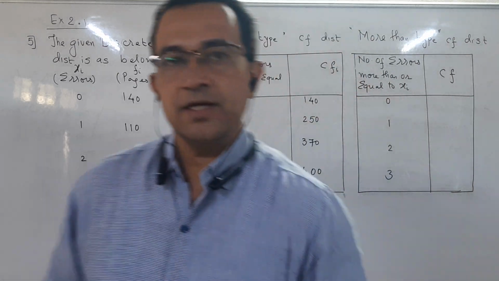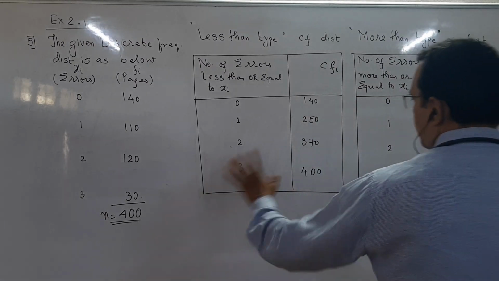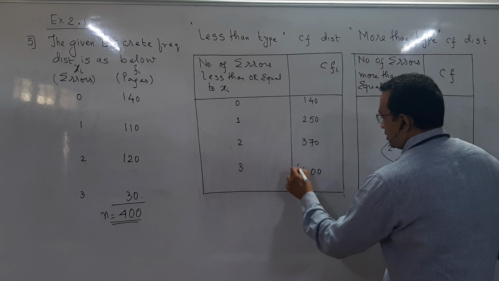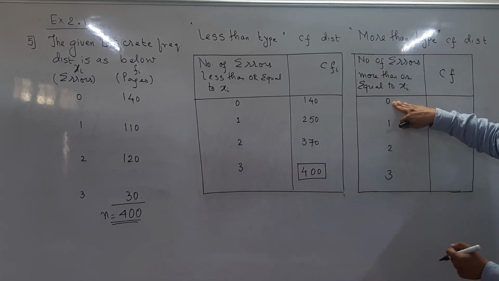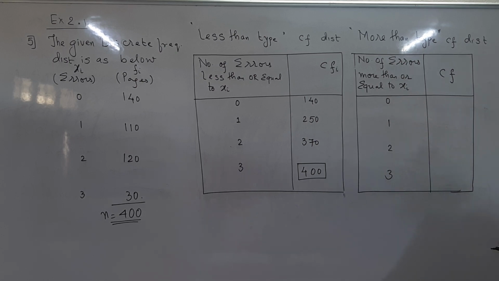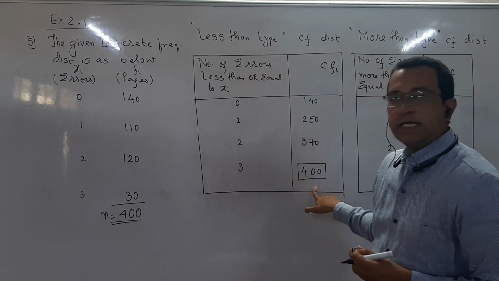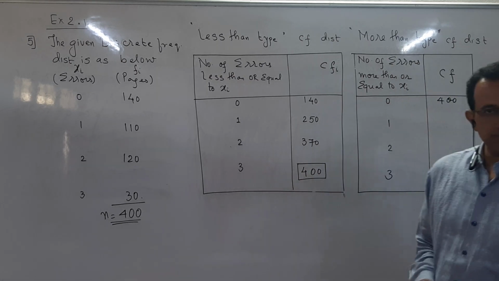Now students, here we have to be very careful. Let us check the frequencies already we have written. Here we end at total. And here we start with total. The number of errors greater than or equal to 0 are all total, which are 400. So remember like this, in less than type, we end at total. In more than type, we start with total.